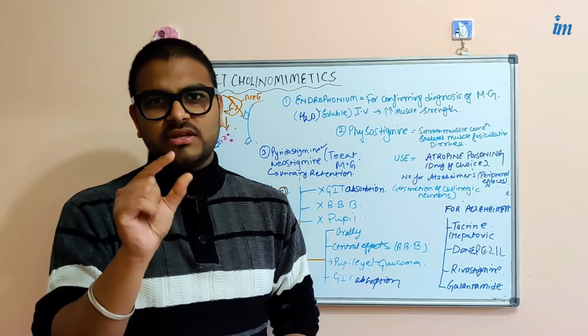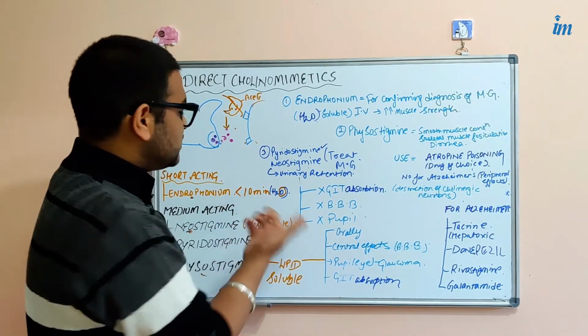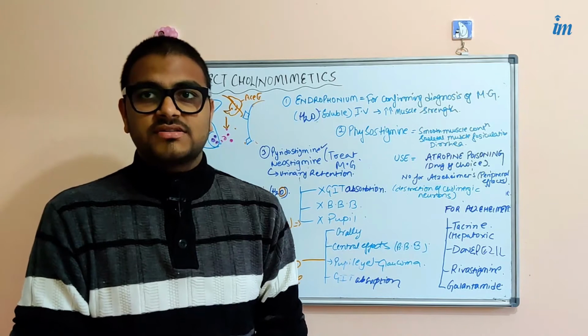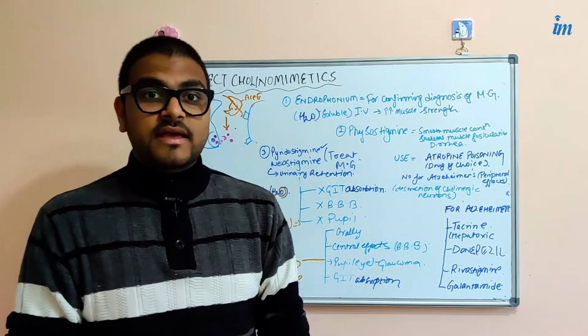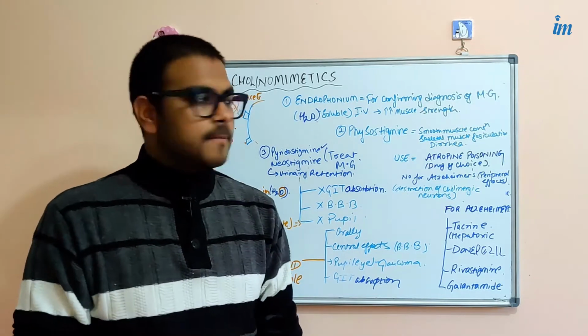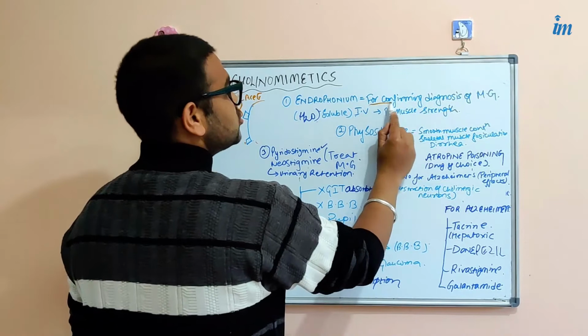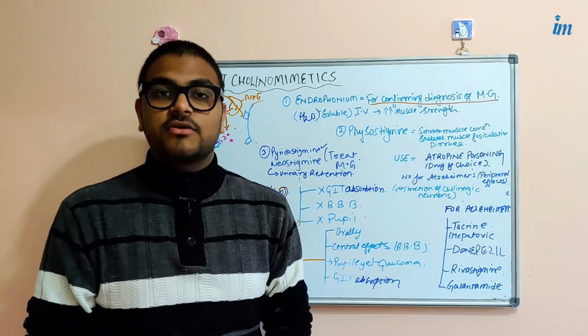Remember the short duration of action of this drug: 10 minutes. 10 minutes means that maybe this drug can be used for testing something. Yes, I'll explain. This drug is used for confirming the diagnosis of Myasthenia Gravis.